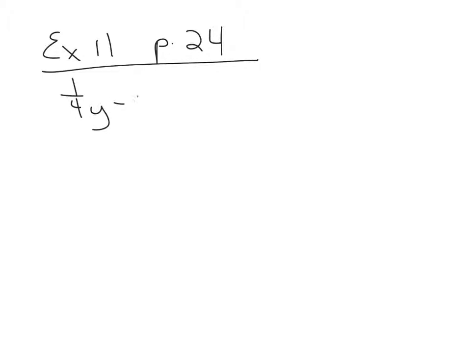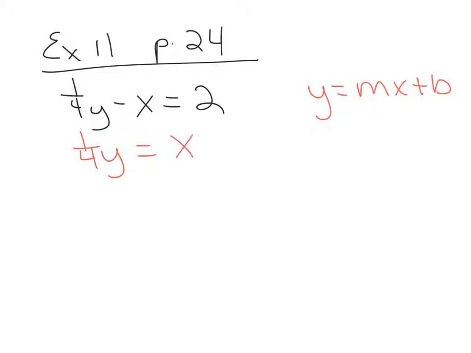All right, example 11 is on the next page. It's on page 24. Same type of question. Find the slope and the y-intercept of the equation 1/4 y minus x equals 2. Again, when you're looking for the slope and or the y-intercept, you need to have your equation in slope-intercept form, which is y equals mx plus b. So this equation needs to be rearranged with the y isolated. First thing we do is put this x term to the other side. So that's going to be now 1/4 y equals x plus 2.